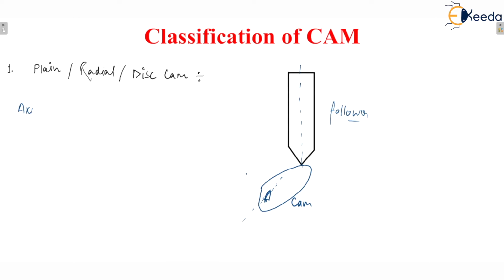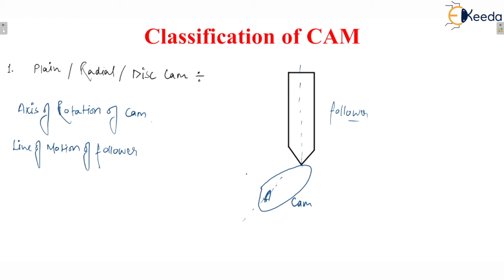So when the axis of rotation of the cam and the line of motion of the follower are perpendicular to each other, then we call it the plane, radial or disc cam. Is it clear to everyone? So this is the first type of cam.